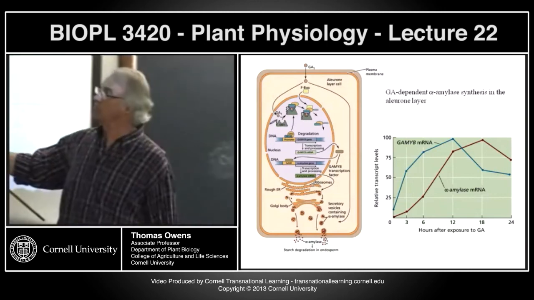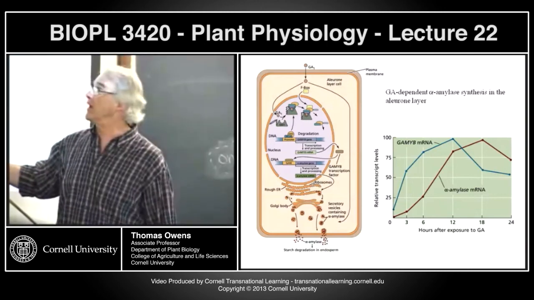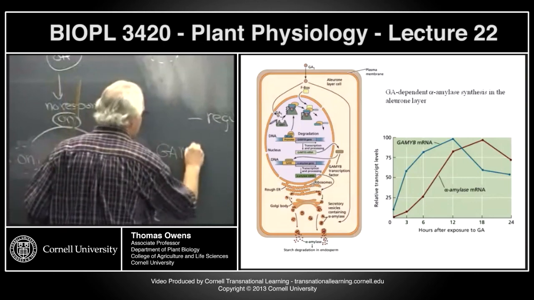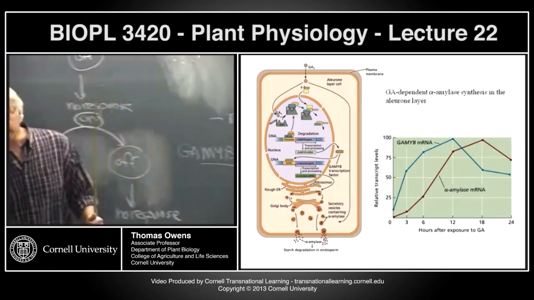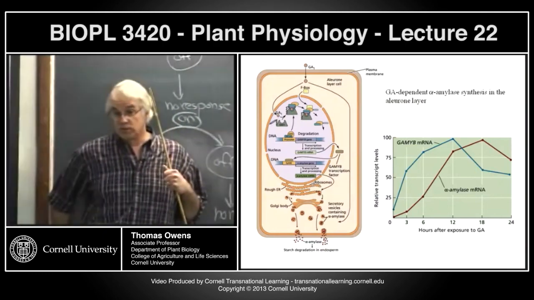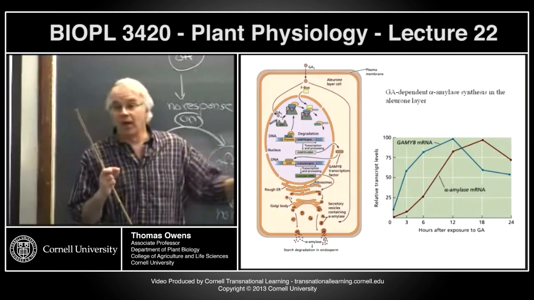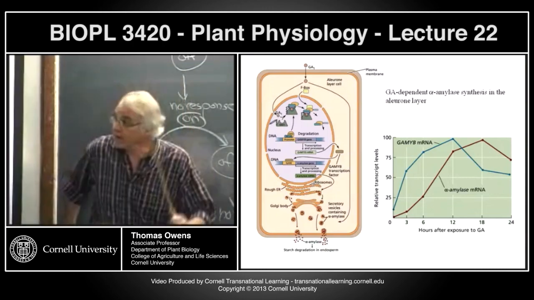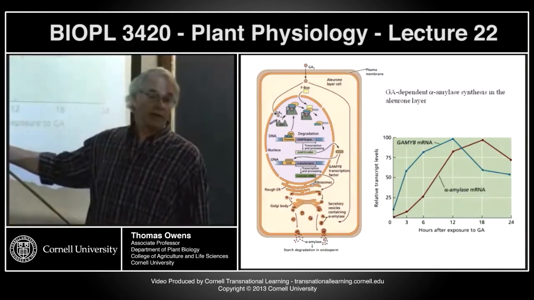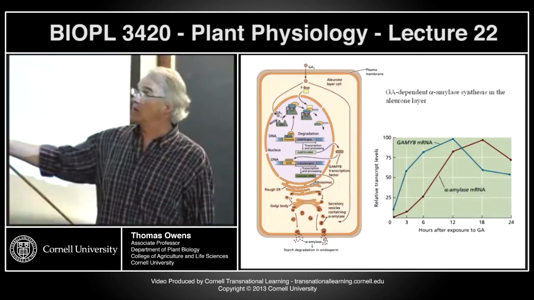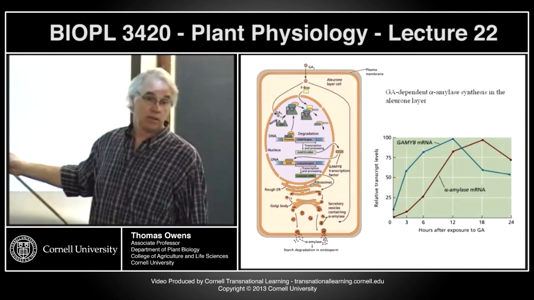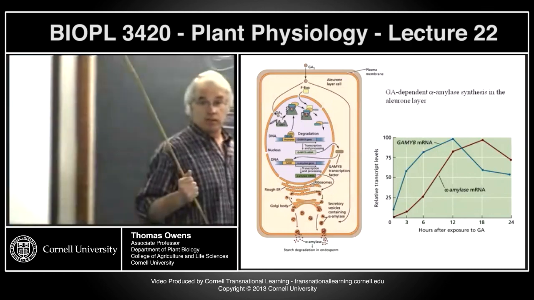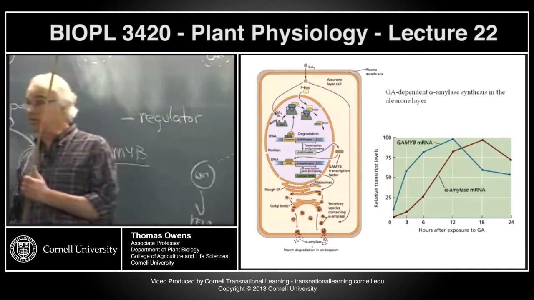So the DELLA protein is a repressor of the transcription factors. These fall in this class of GAMYB proteins. The MYB proteins are a large family of transcription factors in plants. The GAMYB proteins are gibberellic acid dependent transcription factors. Okay? So the presence of gibberellin releases the negative control of the GAMYB gene. That produces the transcription factor, which is then used to turn on the transcription of gibberellin-dependent genes. So alpha amylases and proteases and things like that.